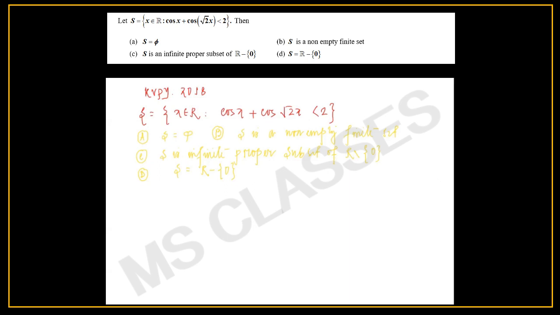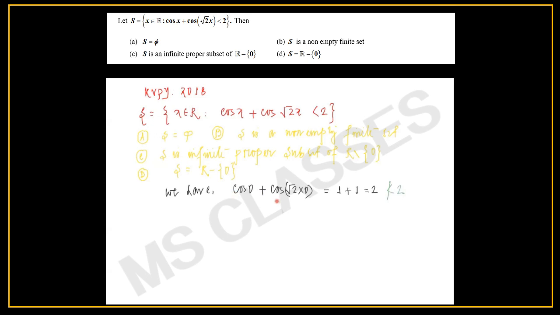So we have cos 0 plus cos of root 2 into 0. This is 1 plus 1, that is 2. So when we put x equal to 0, it will definitely be equal to 2. It cannot be less than. So you can see that this is not less than. That means x equal to 0 doesn't satisfy this inequality because it attains the value 2.